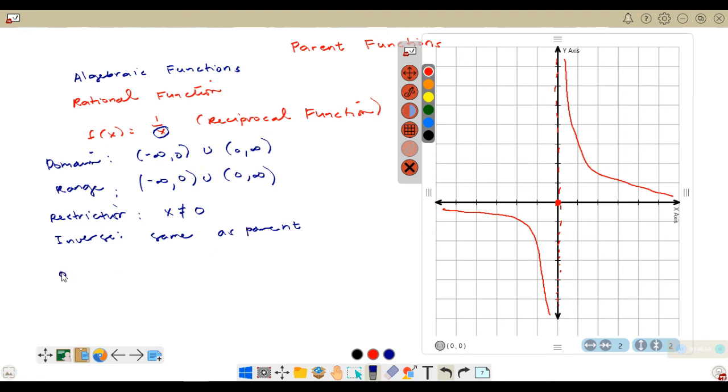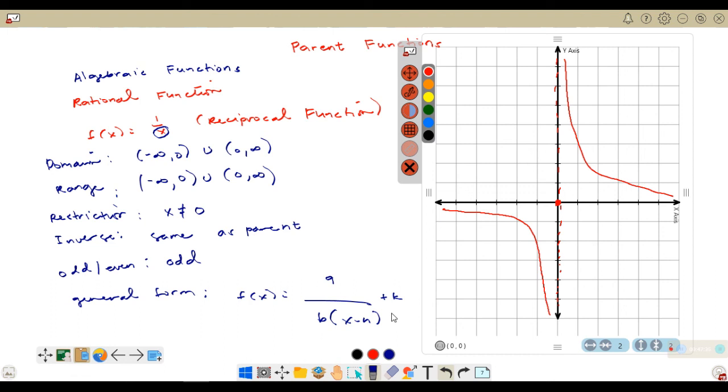Now, for our nature, is it odd or even? So, look at the graph. Is it symmetric about the y-axis or is it symmetric about the origin? So, it is symmetric about the origin. Therefore, it is odd. How about the general form? So, for the general form, it is f of x is equal to a over b times x minus h plus k. So, that is the general form of rational functions.